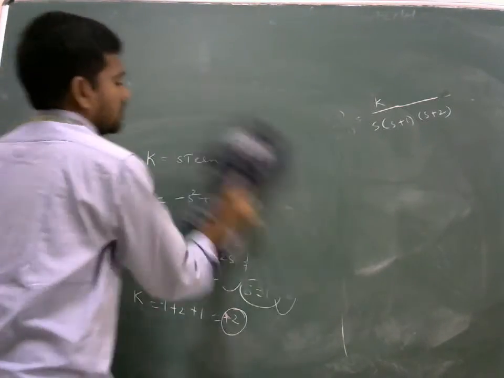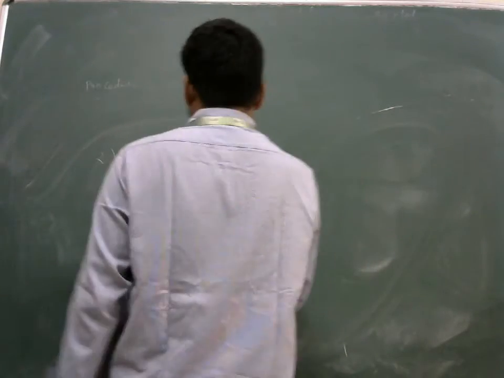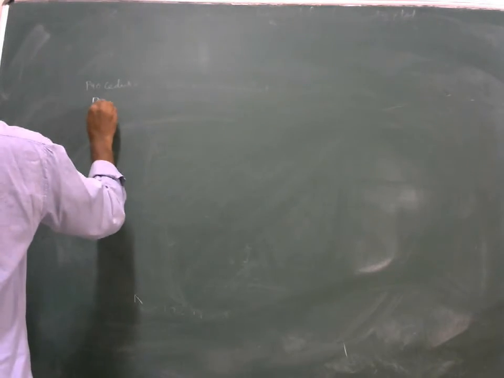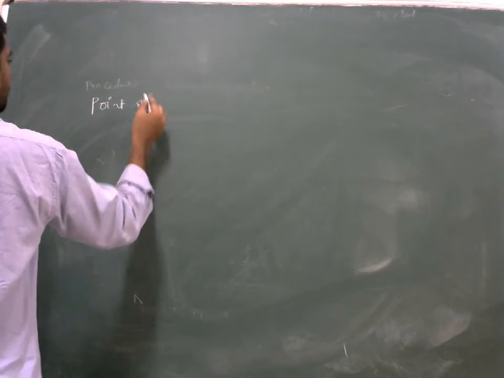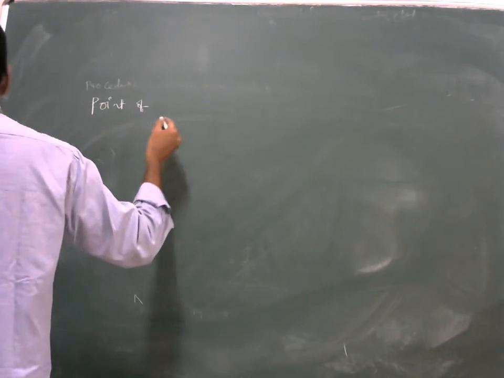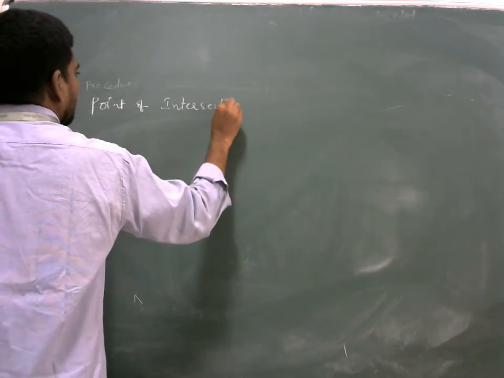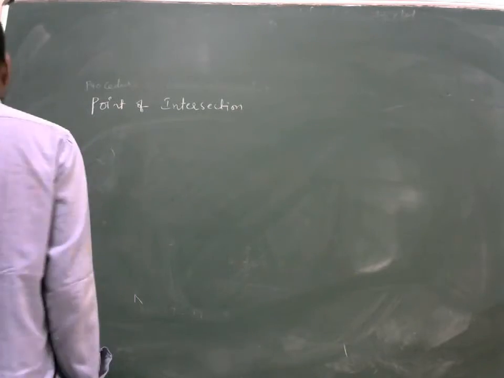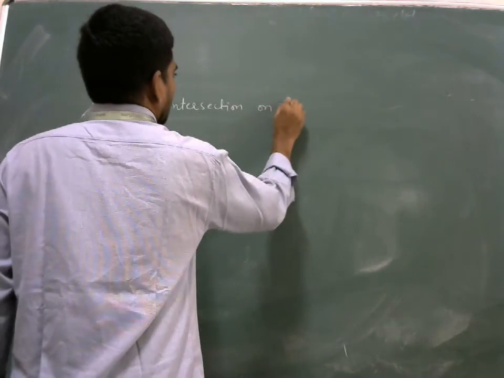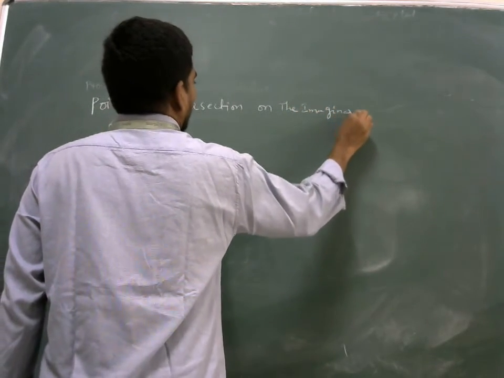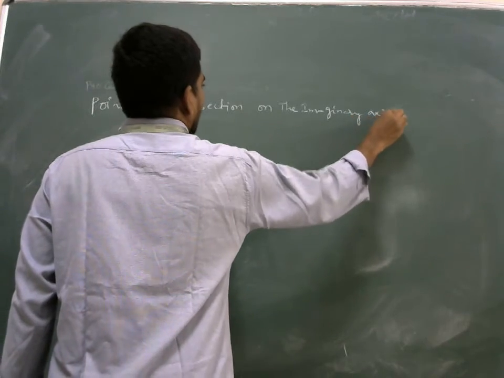The next rule is the point of intersection on the imaginary axis. Point of intersection on the imaginary axis.